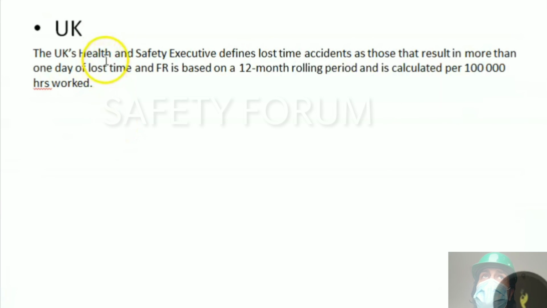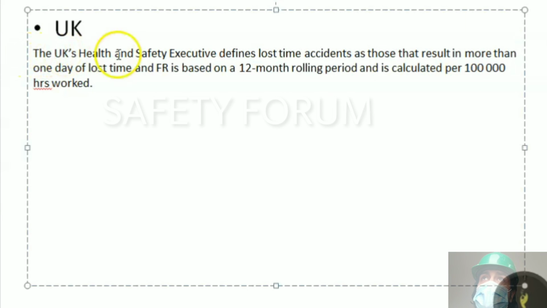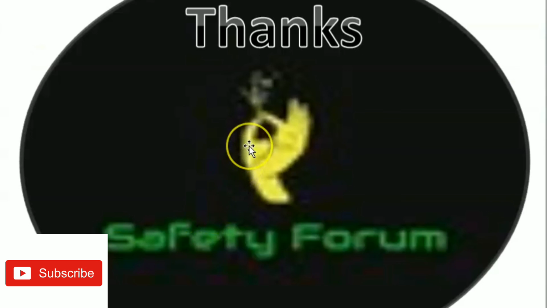And finally we have one more, the UK. If you come to the UK, the UK's Health and Safety Executive defines a lost time accident as one that results in more than 1 day of lost time, and FR is based on a 12-month rolling period and is calculated per 10 to the power 5. This is what we are using in our company, 1 followed by 5 zeros working hours, which is the NIBO standard. So this is what different countries are following in their standards.